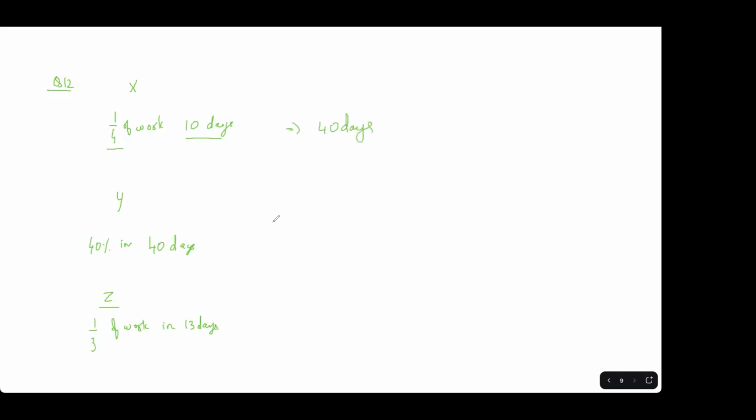Okay. 40% is done in 40 days. So 100% will be done in how many days? 100 days. And 1/3 of the work is done in 13 days. So total work will be done in 39 days. So who is the fastest and who will complete the work first? Z. Understood?